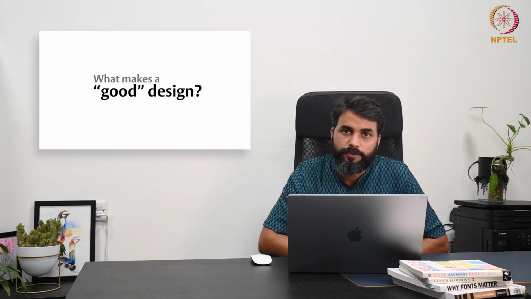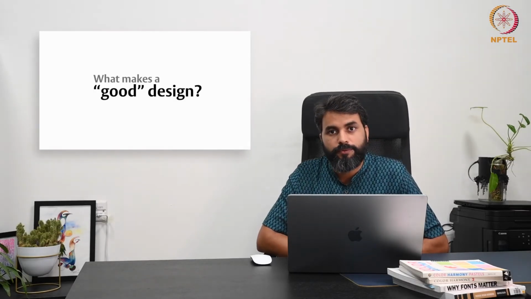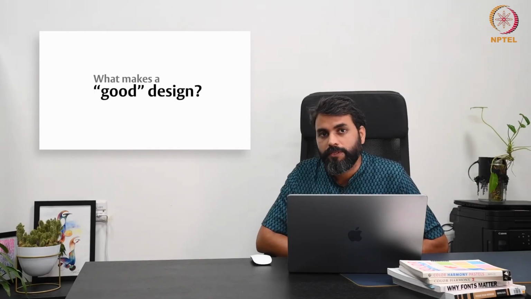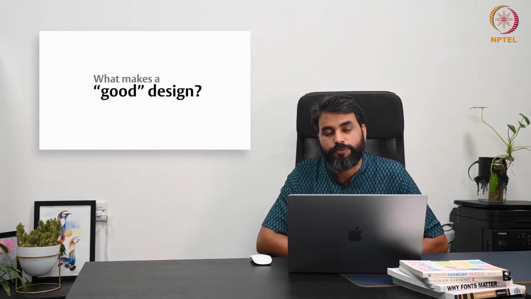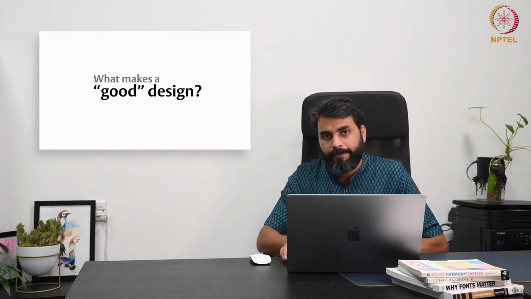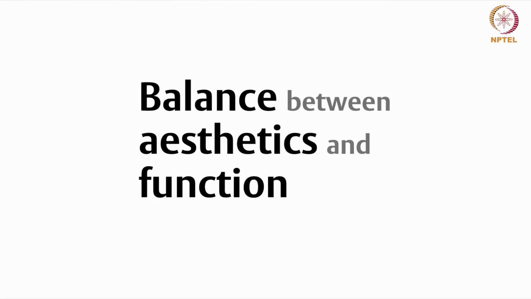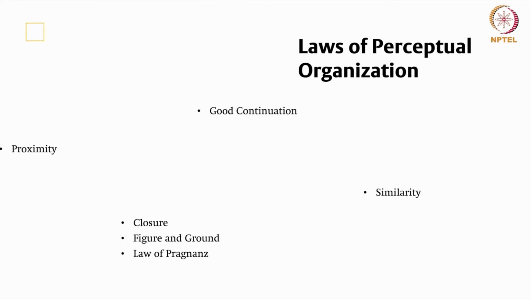So now I hope you will be able to differentiate between good design and bad design to some extent. I would suggest that whenever you look at something, try to argue it from these two perspectives. However, a balance between aesthetics and function is very important for the success of any visual design. Let us understand this with an example.